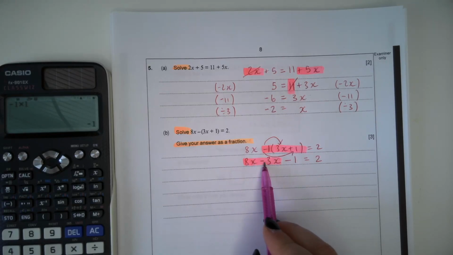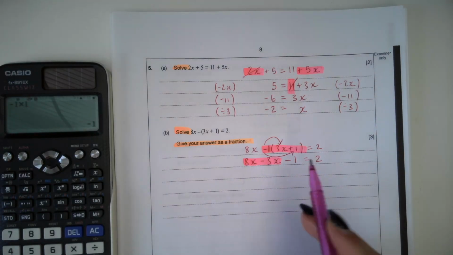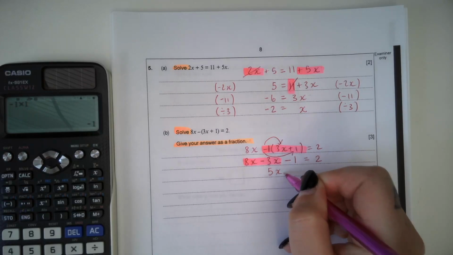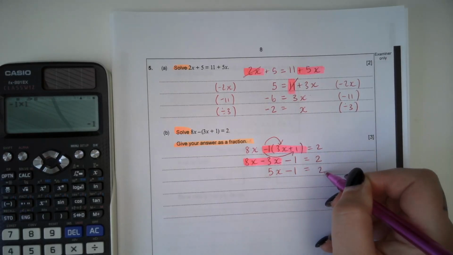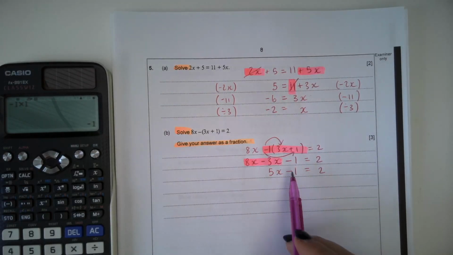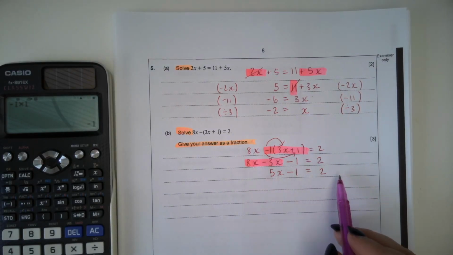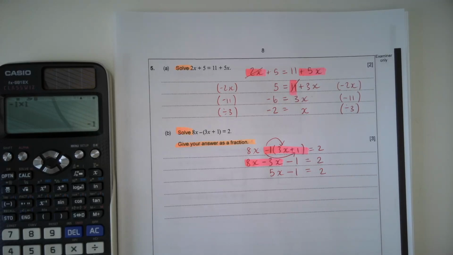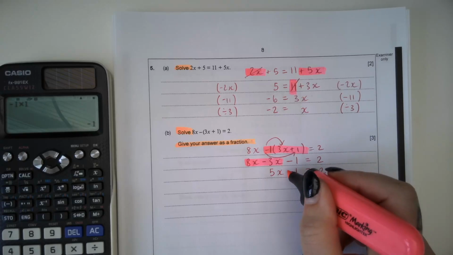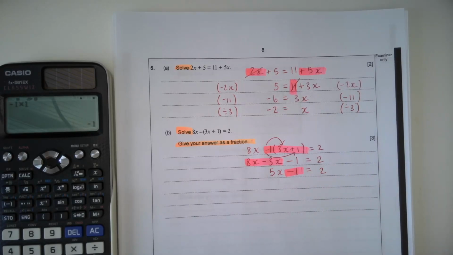So 8x subtract 3x. So 8 subtract 3 is 5. So that leaves me with 5x, and I've got the subtract 1 because I did nothing with the negative 1. I was only dealing with my x terms. Now we've got a two-step equation. I'm aiming to solve for x, so I'm aiming to isolate the x term. So the next thing I'm going to eliminate is the negative 1.